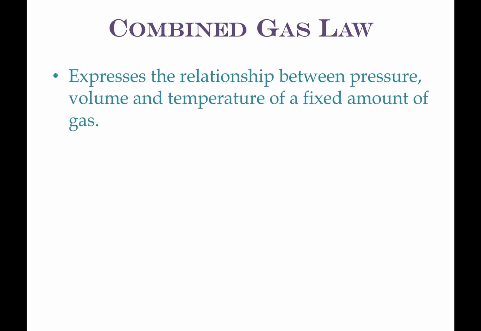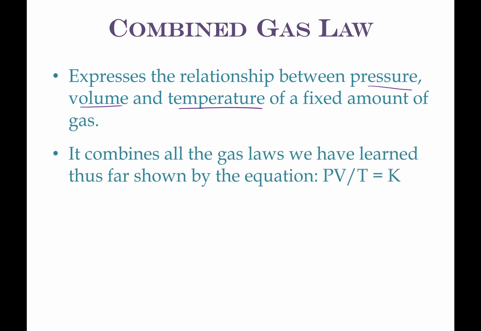The combined gas law is going to allow us to look at more than one variable. So it's going to express the relationship between pressure, volume, and temperature all in one equation. So we're going to take what we've learned and we'll put it all together. So P1, V1, Boyle's law, divided by T1. So if we were to cover up V1, we'd have P1 over T1, which is Gay-Lussac's law. If we were to cover up P1, we would have V1 over T1, which is Charles' law.